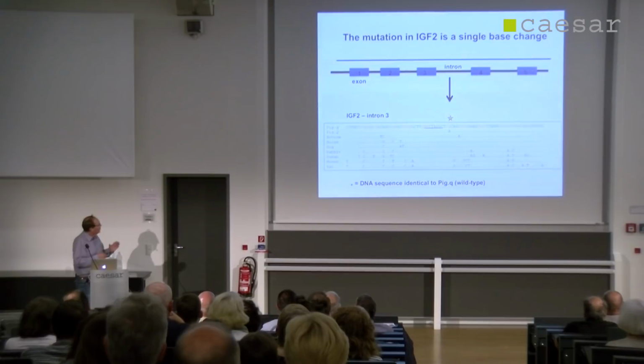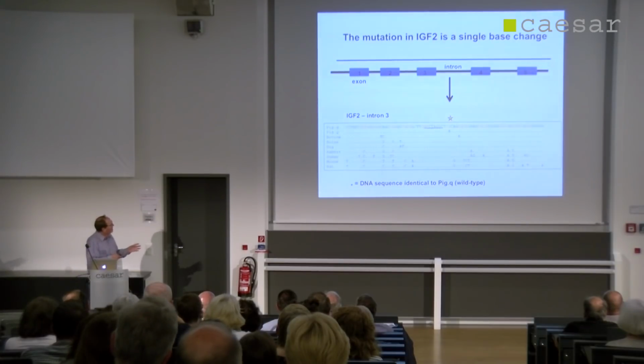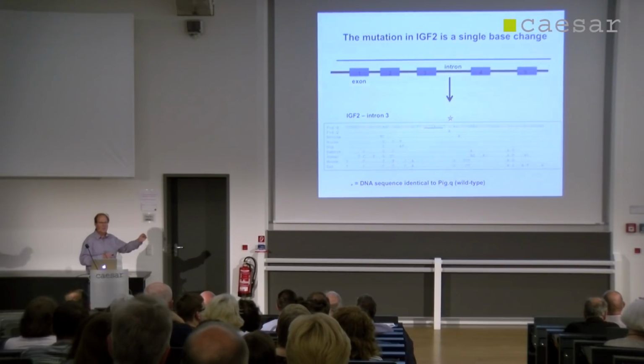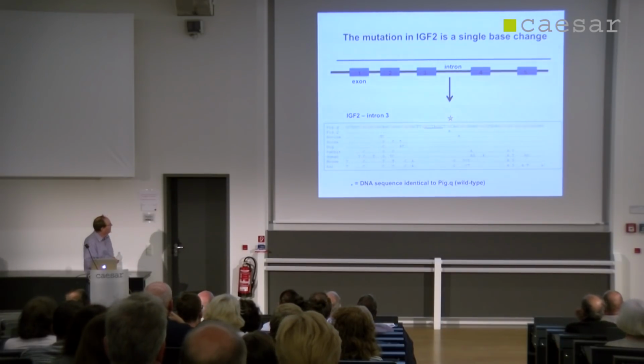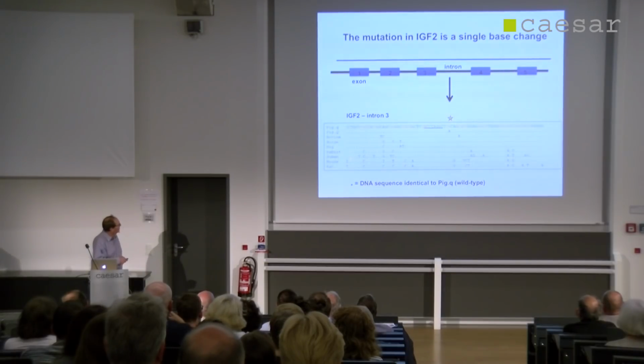So the first indication that this was an important finding was when we compared this sequence with other species. Here you have cattle, horse, dog, rabbit. We could go back to rabbit later in the talk, but also human, mouse, rat. And look here now. These are sequence differences between the pig and the human.